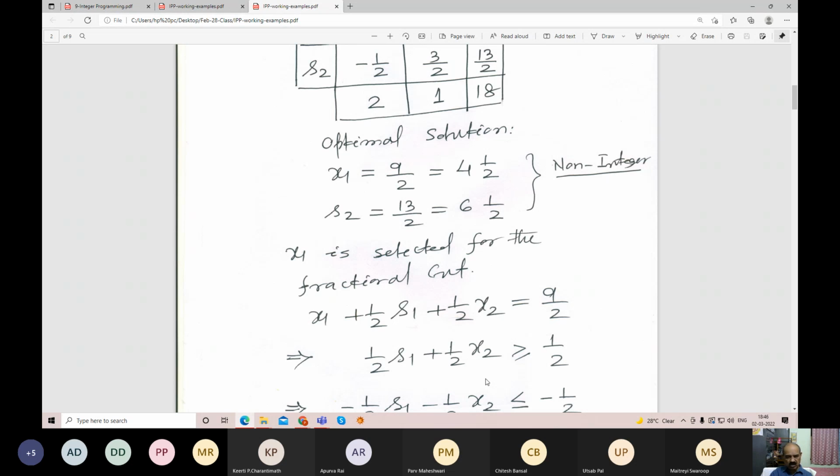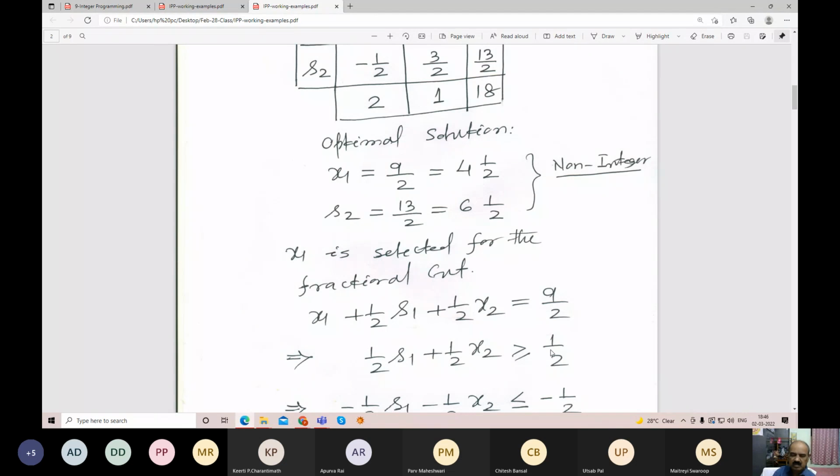And you can simplify also. So if I simply add here, or add or subtract, you can find the cutting plane. And if you add, what is happening? x1 plus x2 plus s1 is greater than or equal to 9 by 2 plus half, 10 by 2, which is 5.